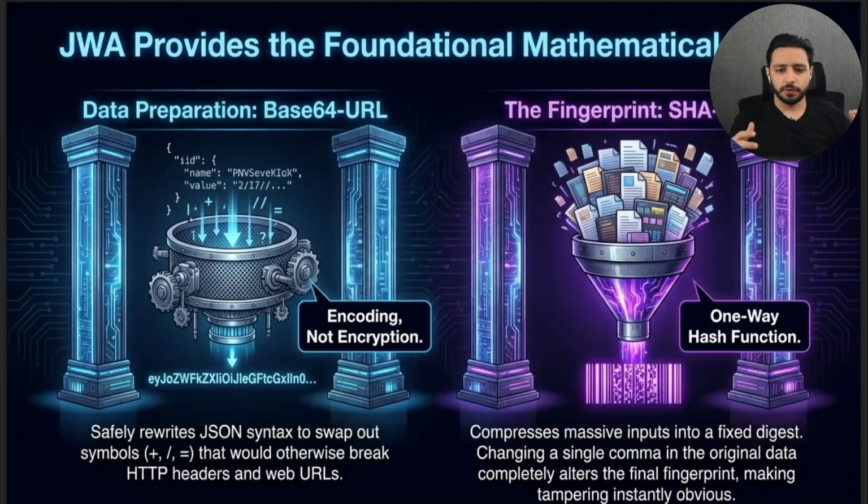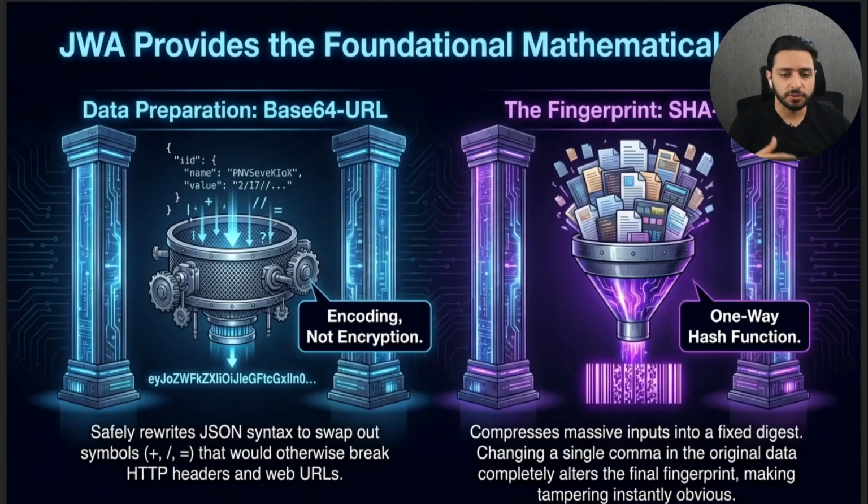Everything we discussed so far, from the 3-part structure to the security of the tokens, relies on a set of mathematical rules called JWA, or JSON Web Algorithms. Well, you should only know the basic logic that keeps them safe. First, there is Base64. This isn't actually encryption, it's a kind of encoding. It is just a way of rewriting your data so it's safe to send over the internet.